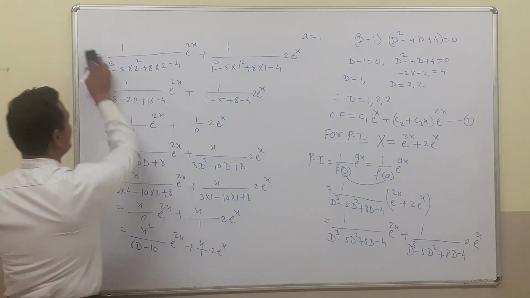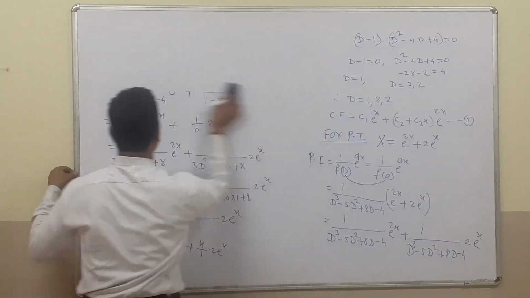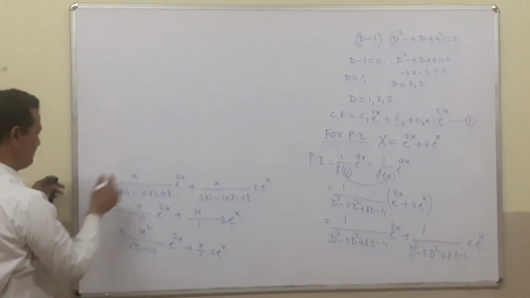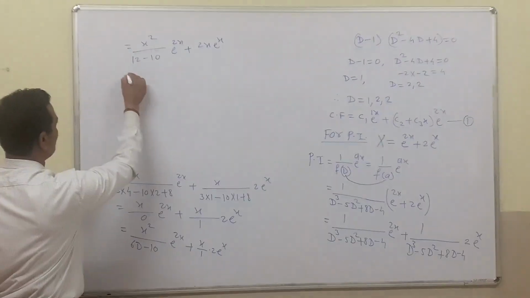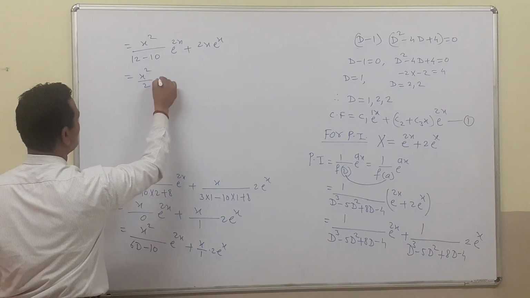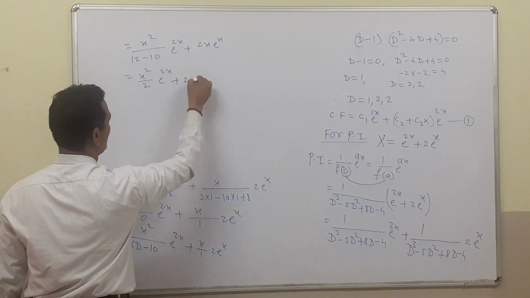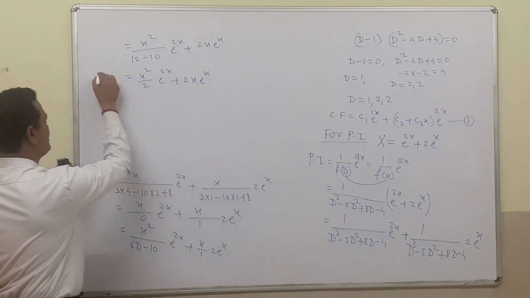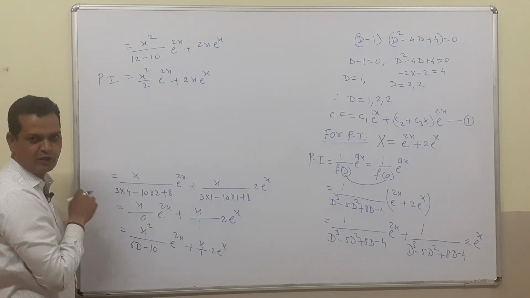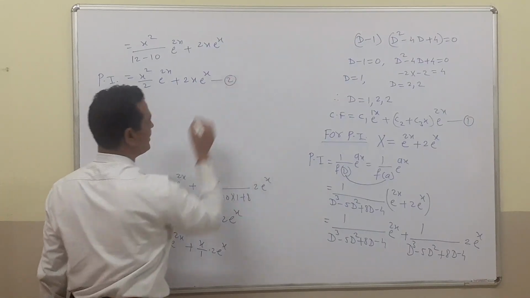Now once again simplify this. If we try to simplify this first term, then we get next equation as, which is equal to x square divided by, replace d by a. So 6 to the power 12 minus 10, then e raised to 2x plus this is 2x e raised to x after simplification. So now we may get this as x square upon 2 e raised to 2x plus 2x e raised to x. So here the term d is absent. So this is the final value of particular integral. Let's call this as equation number 2.